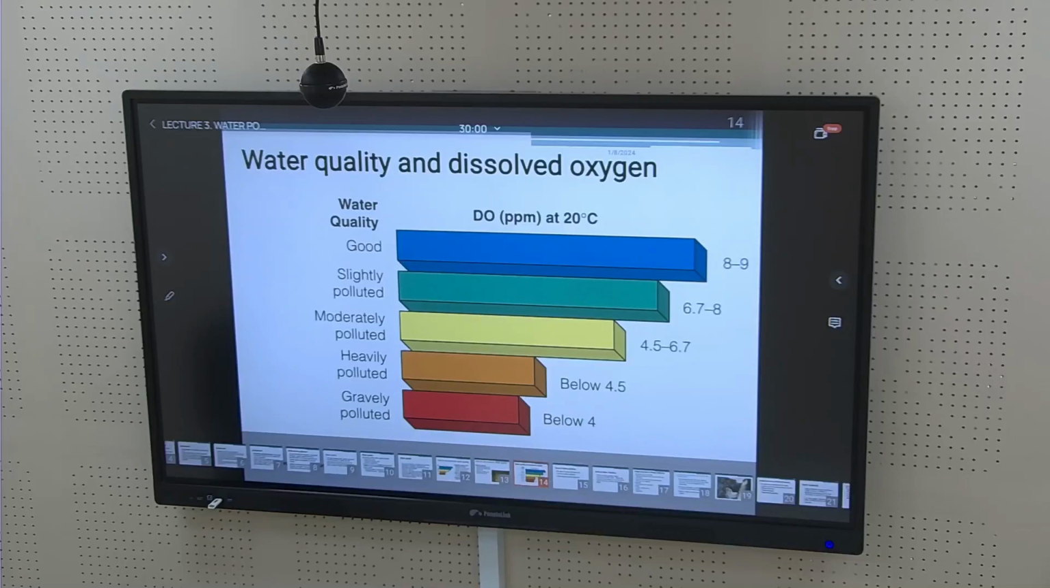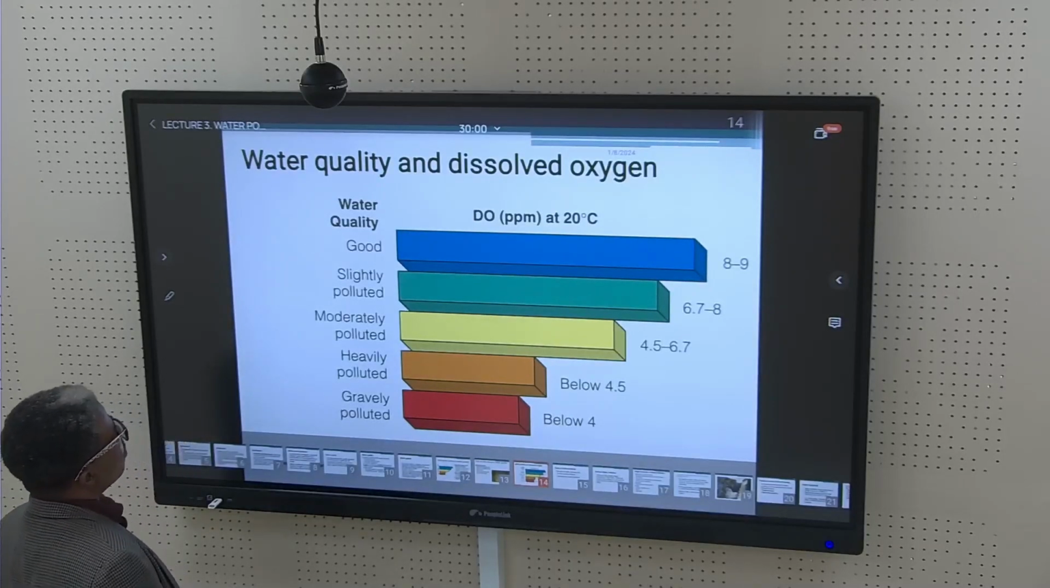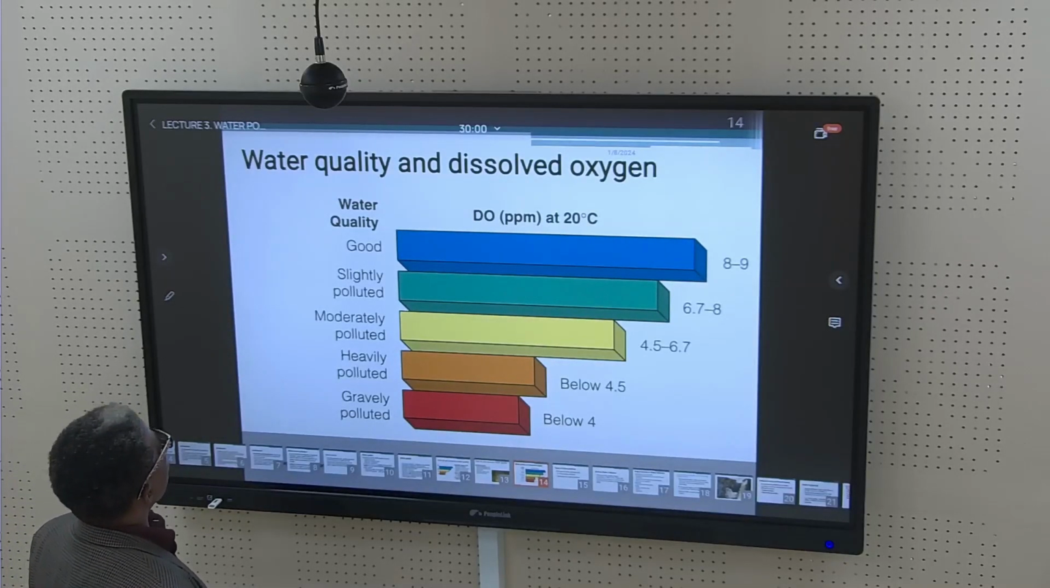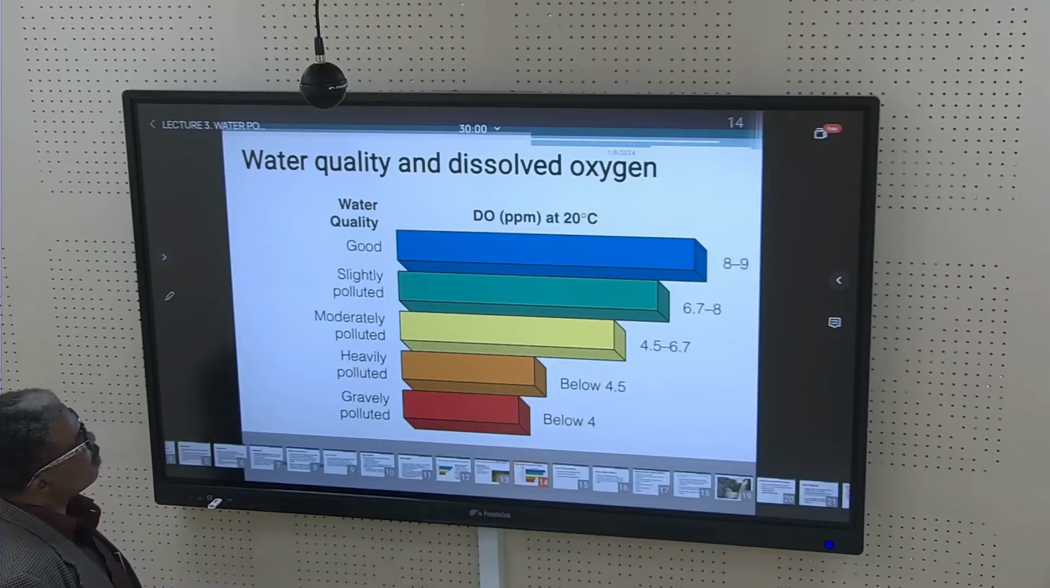So water quality and the dissolved oxygen. As we have said, the indicator will lead us to identify the quality of water for dissolved oxygen.